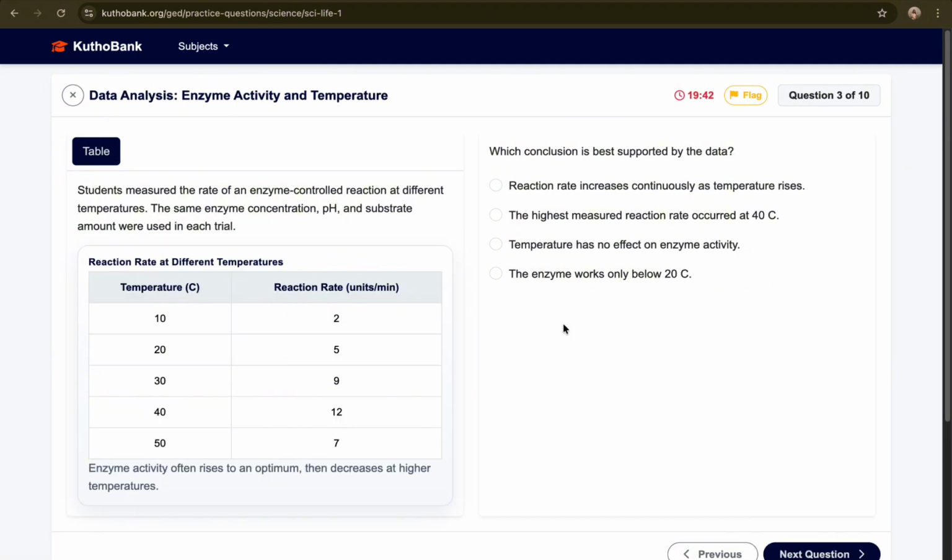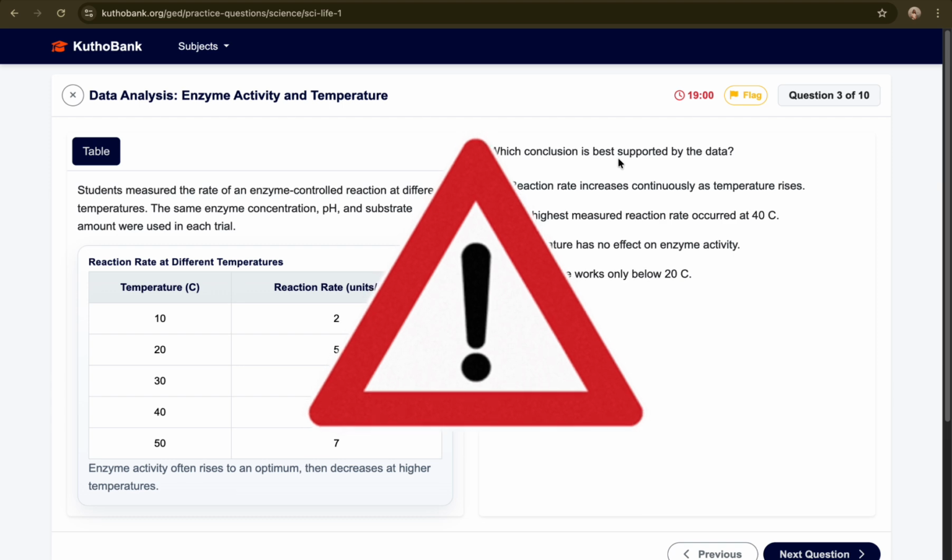All right. Now let's move on to question 3. Just like before, we always start by reading the question very carefully. Which conclusion is best supported by the data? This question is asking you to choose a conclusion that is directly supported by the evidence, data, from the given table and paragraph. This is very important.